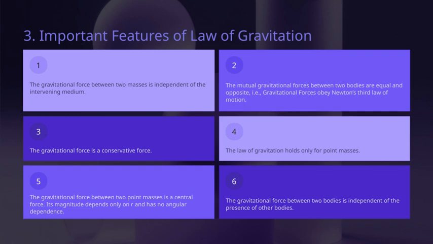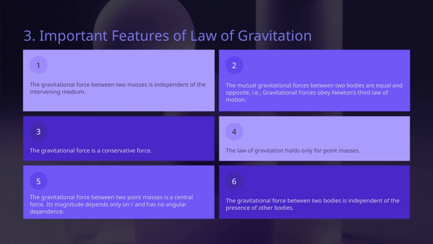Next, the law of gravitation holds only for point masses. Essentially, this means that the theory works perfectly when we treat objects as if all their mass is concentrated at a single point. For extended bodies, the situation gets more complex, but for idealized calculations, point masses make things easier.